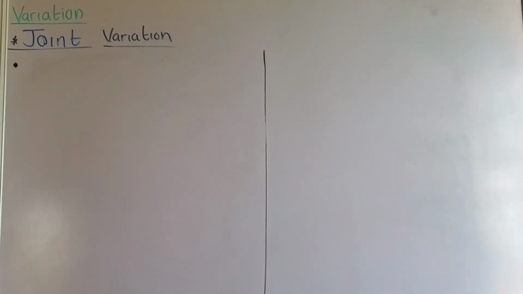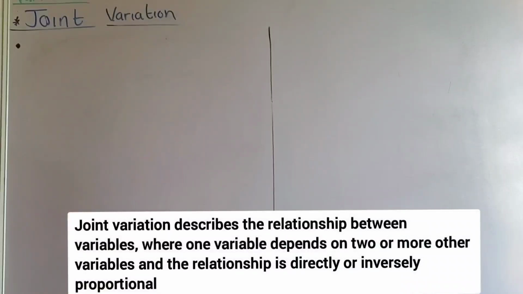In this class, we're going to talk about joint variation. What exactly do we mean by joint variation in mathematics? Joint variation describes a relationship between variables where one variable depends on two or more other variables and the relationship is directly or inversely proportional.